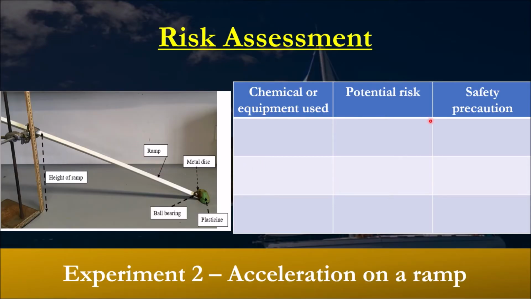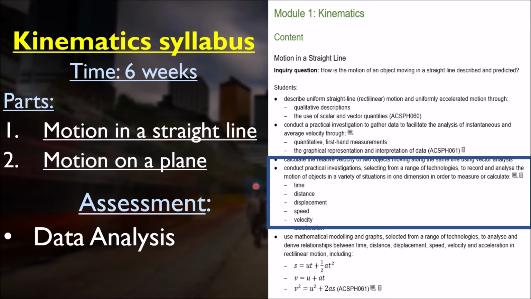Okay, make sure obviously to go through your little risk assessment. What are the potential risks? If you're using a ruler, please don't whack each other. If you have plasticine, please don't eat it. If you have a ball bearing, please, if you see it on the ground, don't put your foot on it and slip over. That's the idea. Okay, so that's the dot point we're covering here, as you can see.